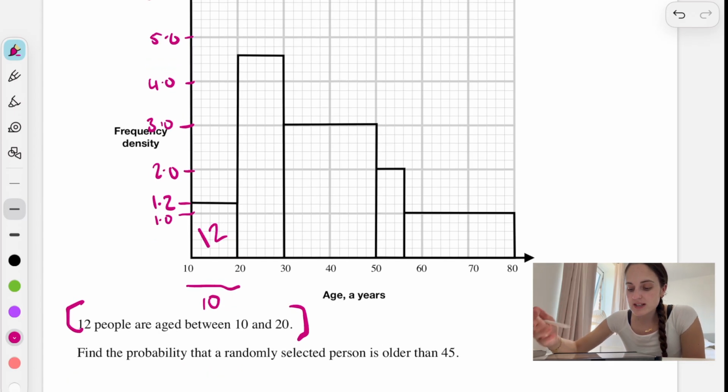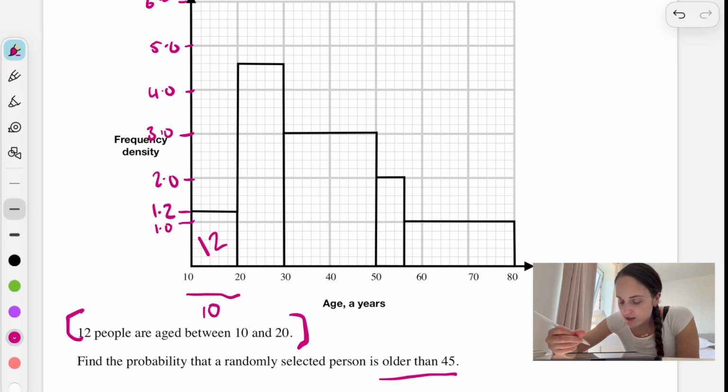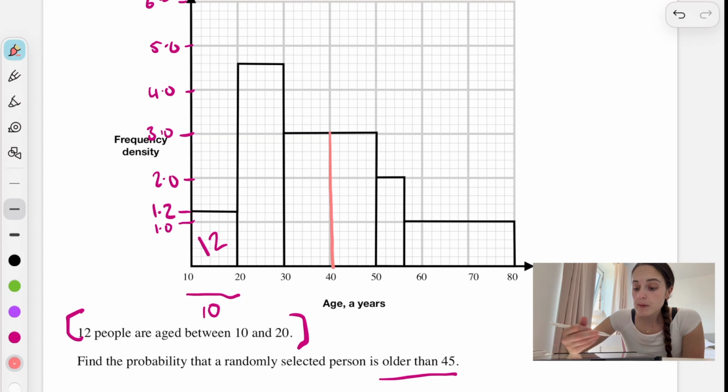So what I'm going to do, because we need to work out the number of people who are older than 45, I'm going to work out the area of each of the bars beyond 45. But because this question is specifically about probability, I'm going to need to know what the total frequency is anyway. So I'm going to go ahead and work out the area of each of the bars.